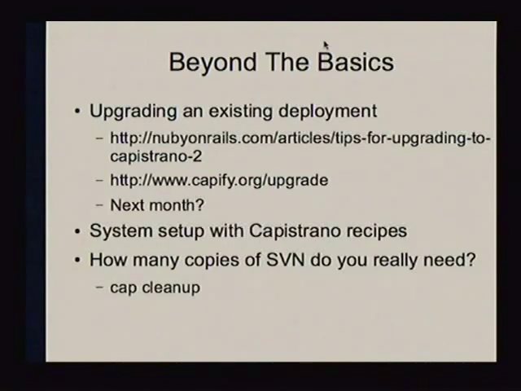Okay. So those are the basics of Capistrano. That's going to let you go out there and automate some Ruby tasks or some server tasks that you want to automate, to get you up and deployed on a Rails instance. The basics. So what's beyond the basics?